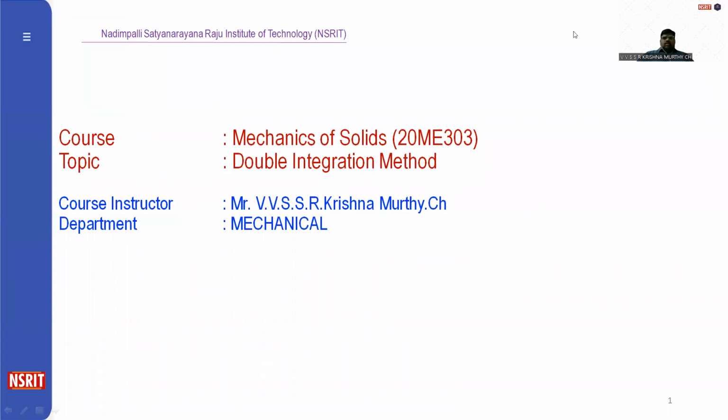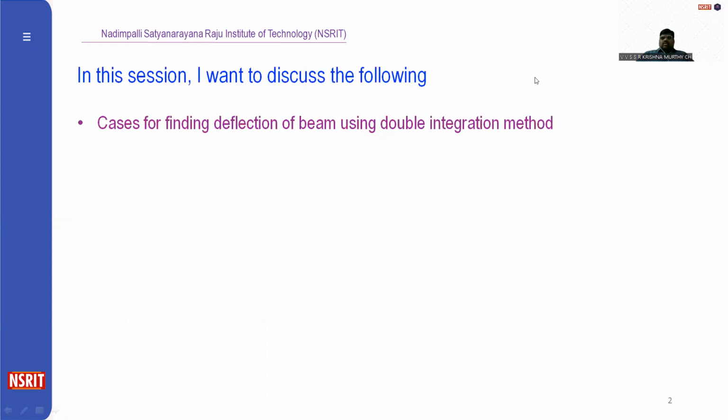Hi everyone. In today's session, we shall discuss the double integration method. In the last class, we discussed the deflection of beams and the different methods to find out the deflection and the slope. In this class, I would like to discuss the different cases of how to solve for slope and deflection using the double integration method.